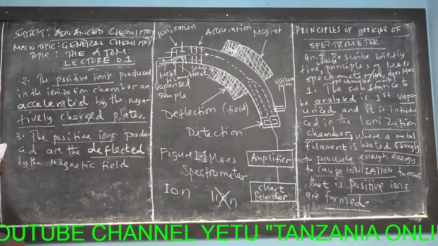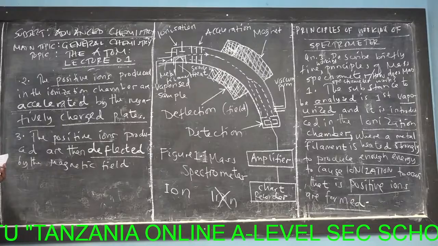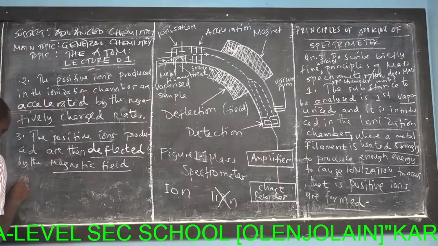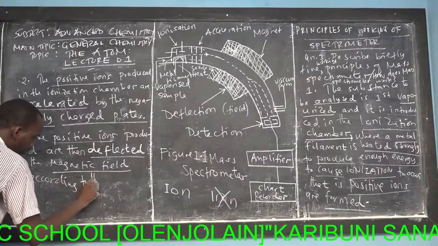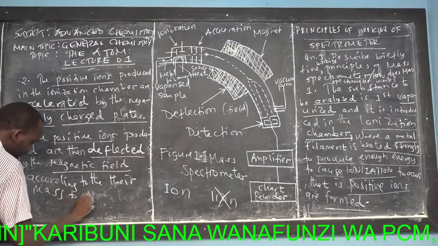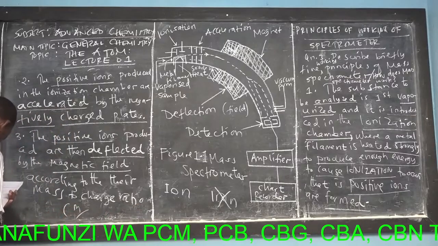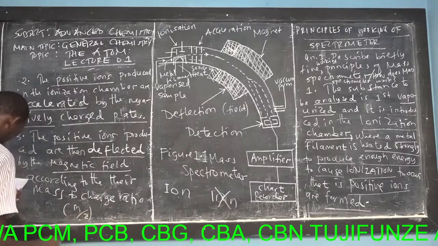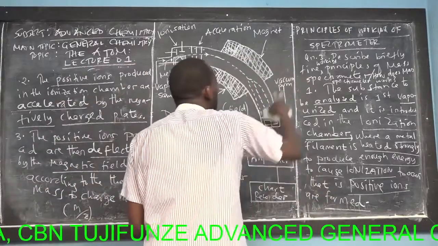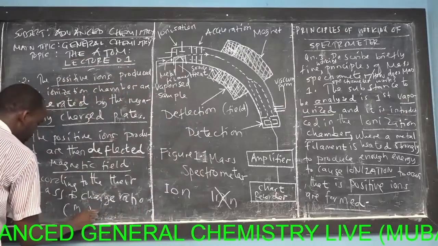The positive ions produced from the acceleration chamber are then deflected by the magnetic field according to the mass to charge ratio, that is mass over Z, so that ions with a greater value of the ratio are deflected less. I don't want to rub this here. Please make sure that you copy that section. I want to leave it because I want to use it for explanation. But let me just explain the principle.